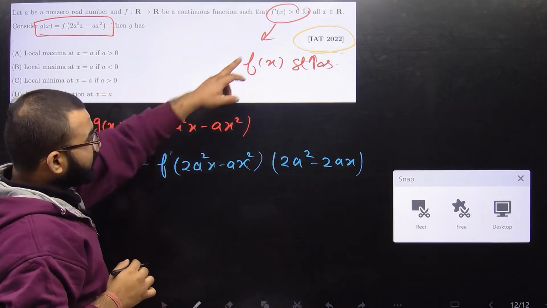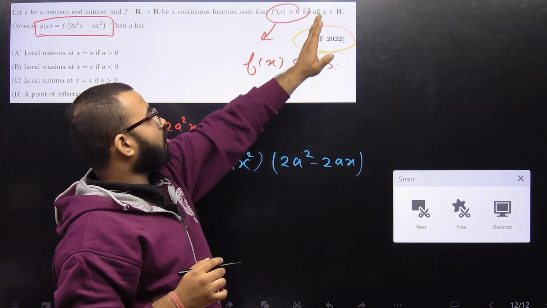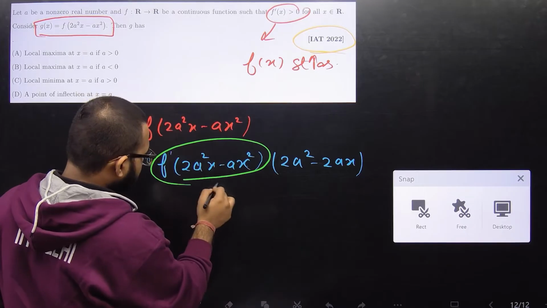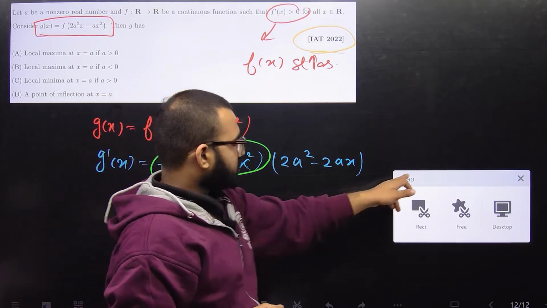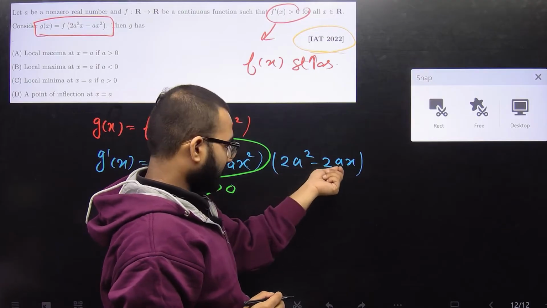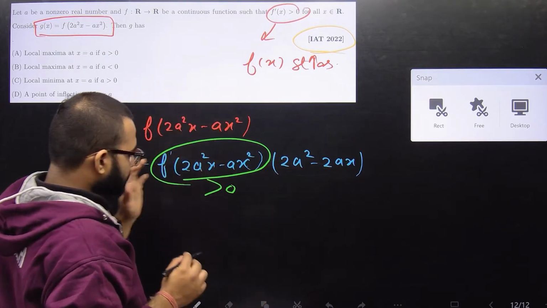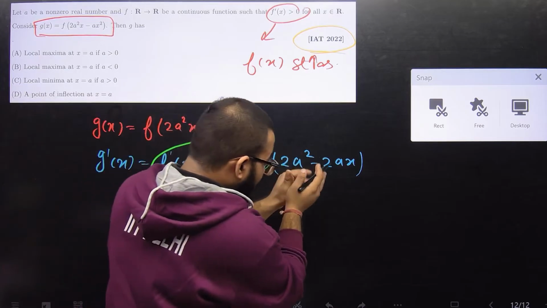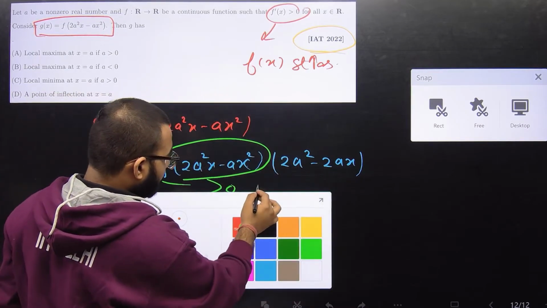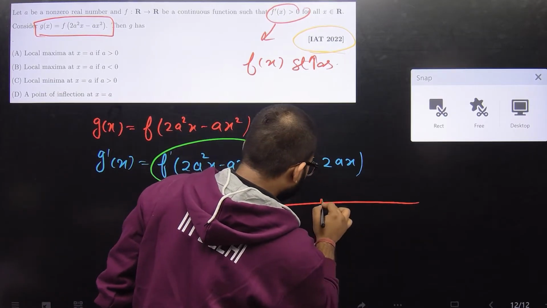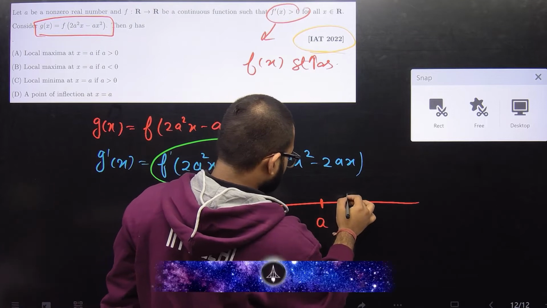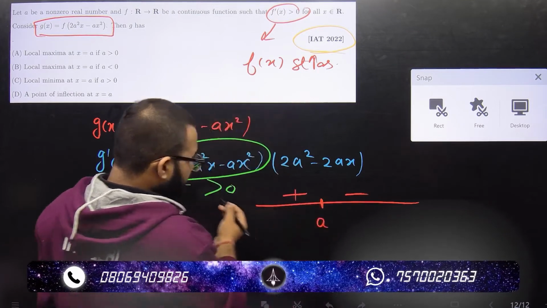Alright, and given that f dash x is greater than 0 for all x belonging to the reals, so this part is always positive, always greater than 0, and this part is 0 when x equals a. So let's discuss when this part is positive and when this part is negative. So let's continue with the wavy curve method. At x equal to a, that part is 0. Ahead of a, that part is negative, and less than a, that part is positive.